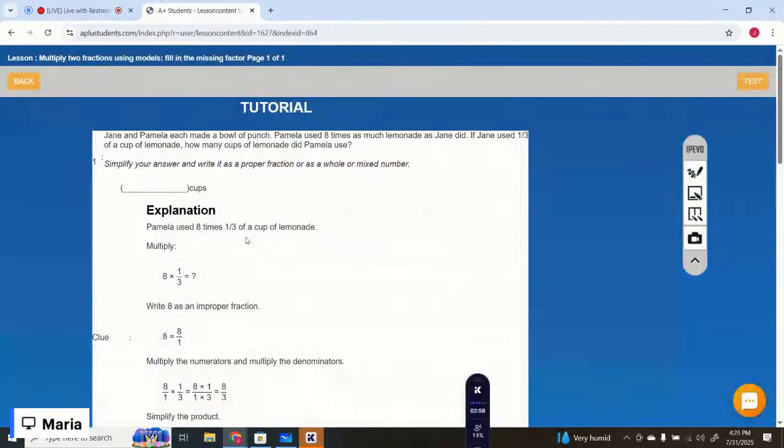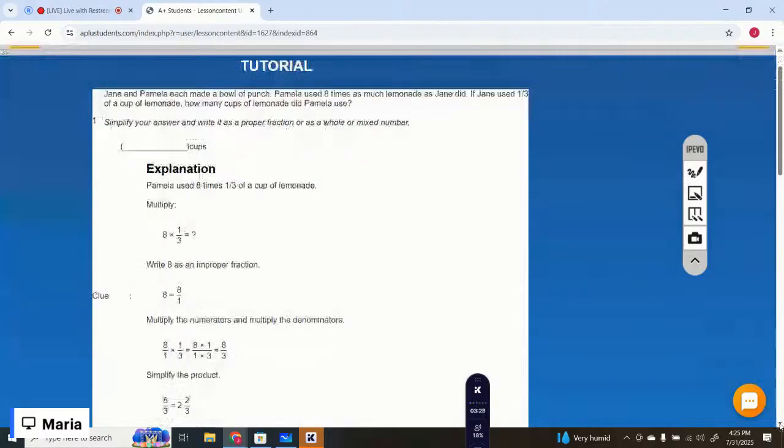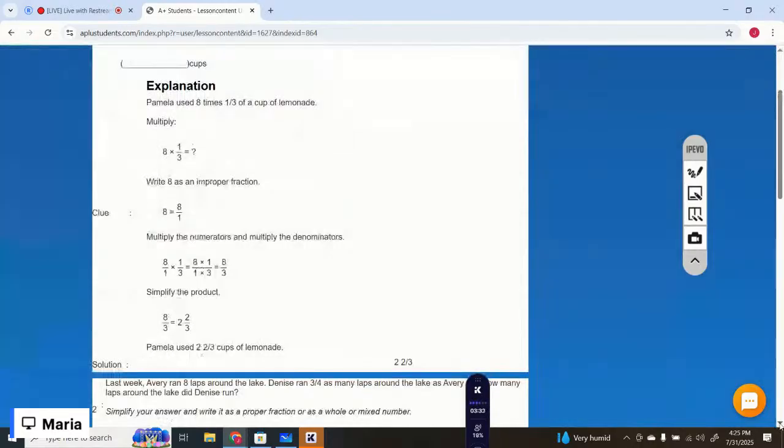Jane and Pamela each made a bowl of punch. Pamela used 8 times as much lemonade as Jane did. If Jane used 1/3 of a cup of lemonade, how many cups of lemonade did Pamela use? So we have to do 8 times 1 by 3. So 8 times 1 by 3 is 8 over 3. So we can divide 8 by 3, so that is 2 whole 2 by 3.